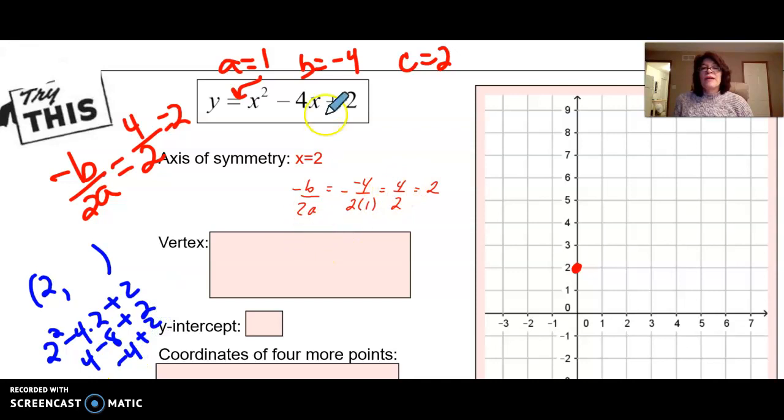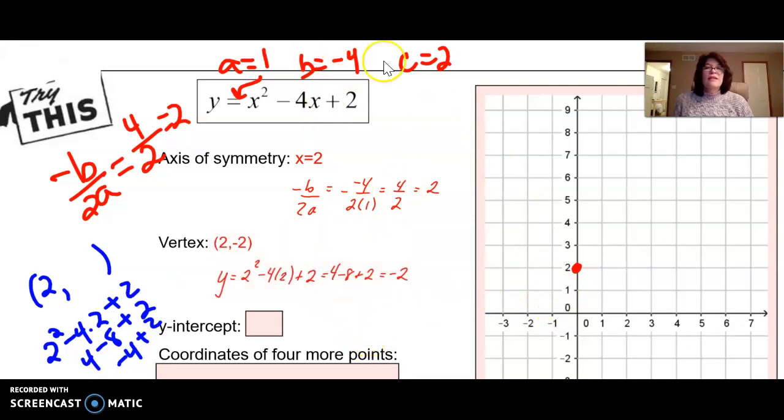-4 plus 2, I get -2 again. Oh well. So the vertex is at 2, -2 again. The y-intercept is, I already said, 0, 2.